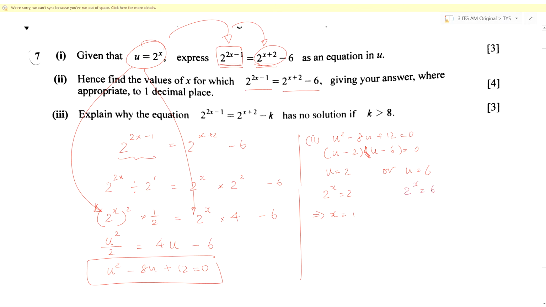We will have to take common log on both sides, or if you wish to, you can take ln. So after taking log, we have x log 2 equals log 6. x must be log 6 over log 2. Get the answer from a calculator, round it off to 3SF. So that's done. Finally, let's move on to part 3.